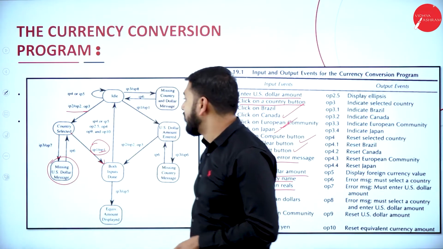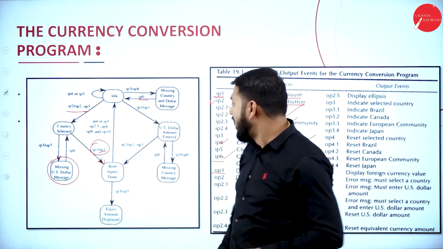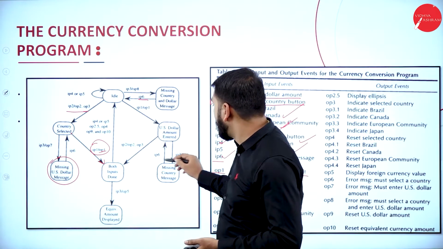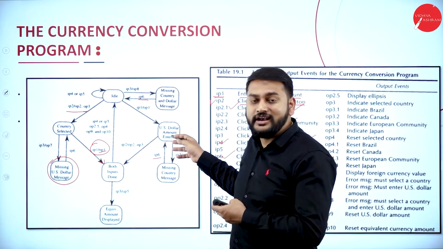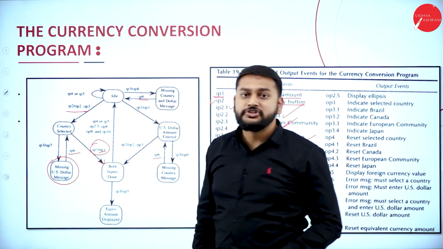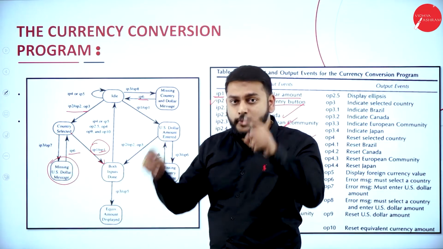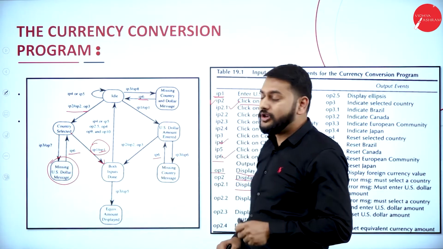You can observe here input 6, IP6. You also have IP6 here. When you have not entered the US dollar, you will get an error message. And also you will observe IP6: when you have not entered the country, you will get an error message. At that time, you have to click OK. That is what you need to observe here.